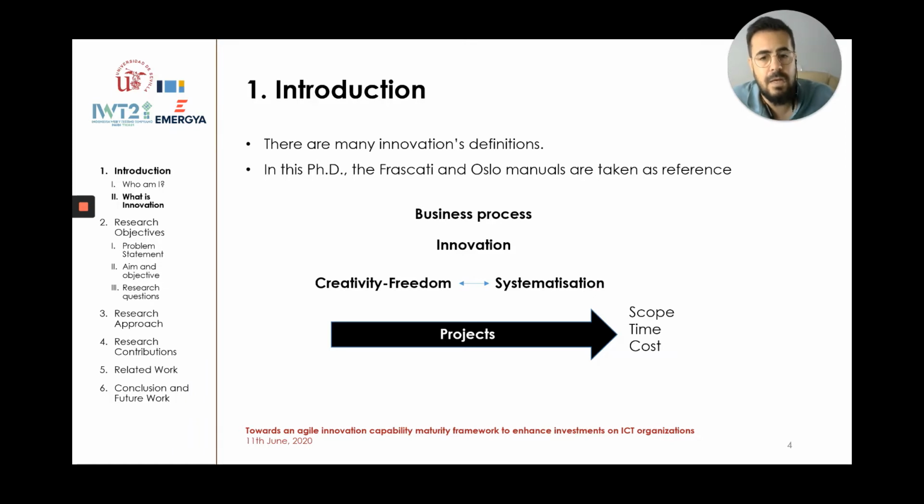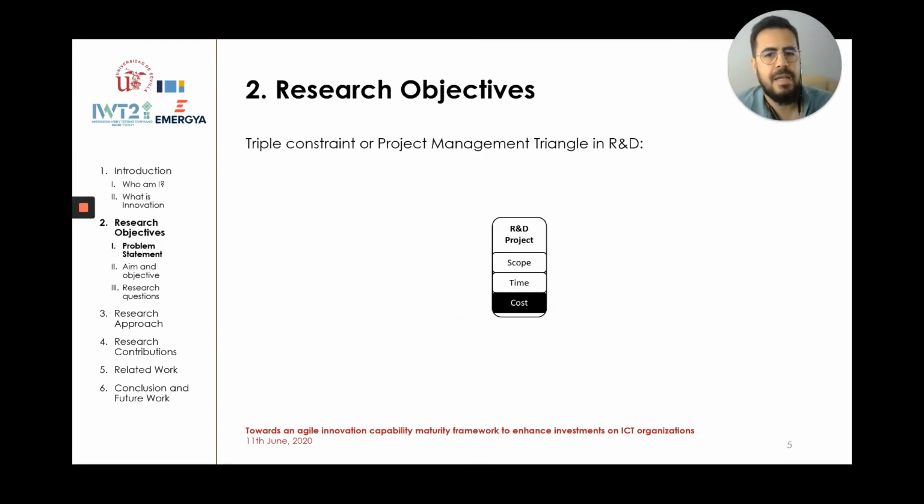On the other hand, innovation is implemented through projects. That means that innovation is subject to a triple constraint of project management triangle. Project management triangle is composed by scope, time, and cost.